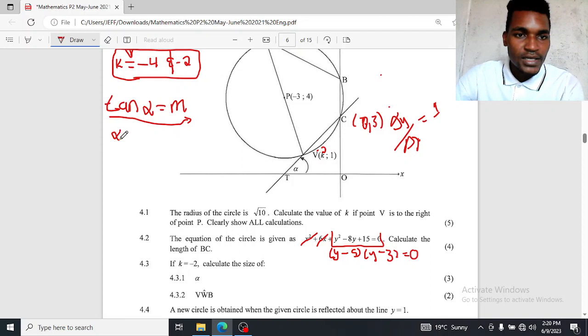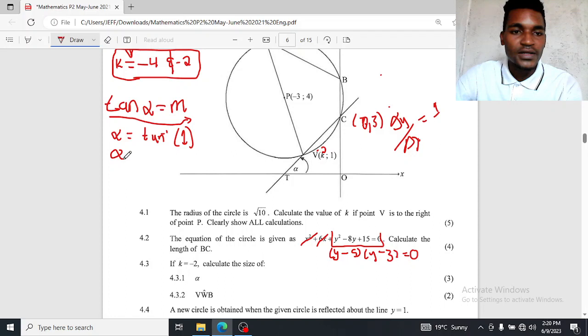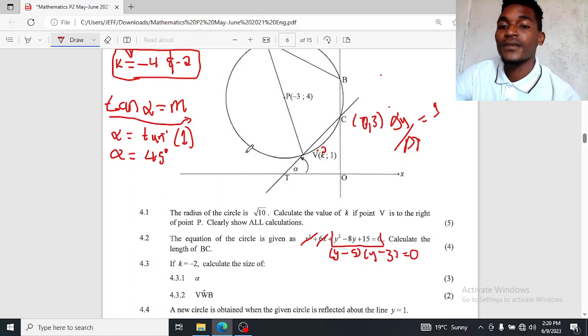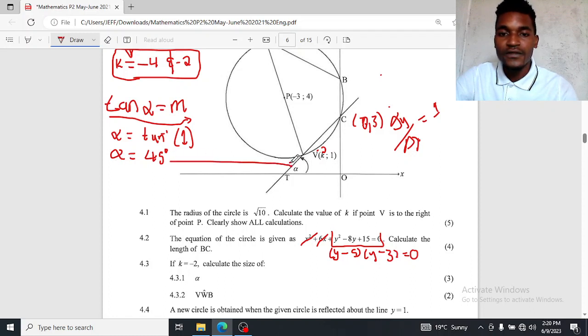You can confirm it by substituting these points in this well-known formula. So we can take the arctan of 1, which is the gradient, and we find that our alpha is just 45 degrees. You can confirm that with me by substituting: C is (0, 3) and V is (-2, 1), so you can find the gradient m and take the arctan. You find that your alpha is just 45 degrees.